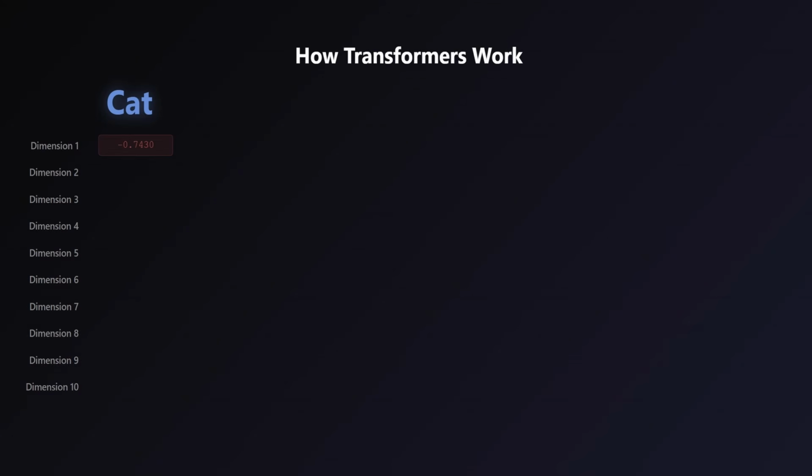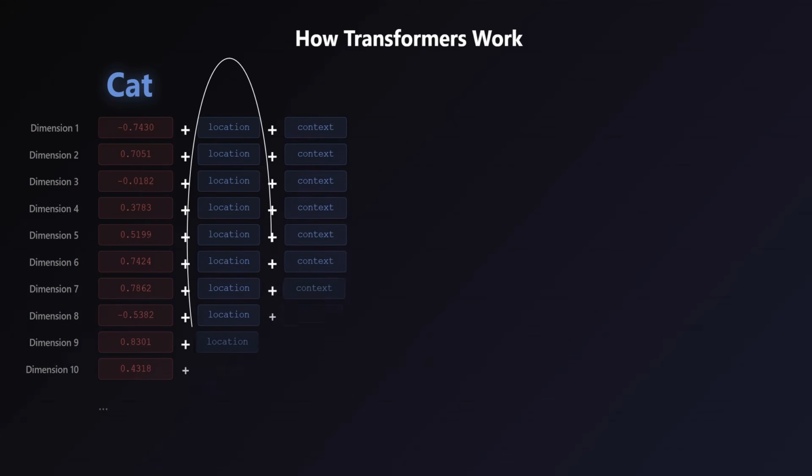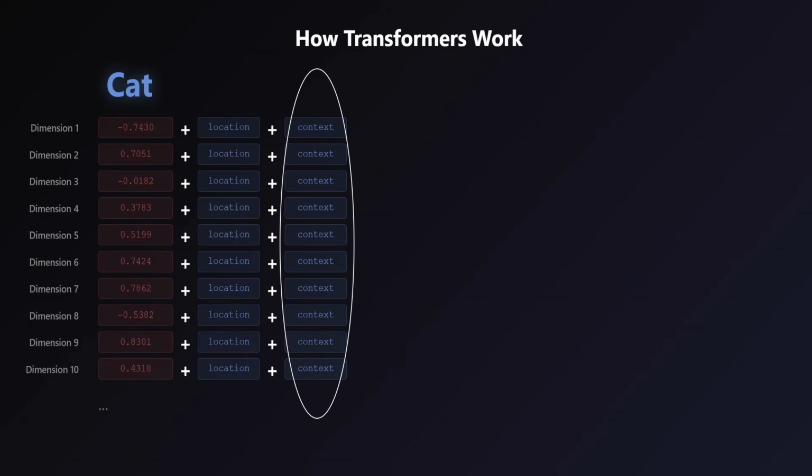So the model fixes this by updating every word vector with two things. Number one, position or location. Transformers add positional info using sine and cosine waves. Simple math that gives each word a unique pattern depending on where it appears. And number two, context. Now this part is the good stuff.